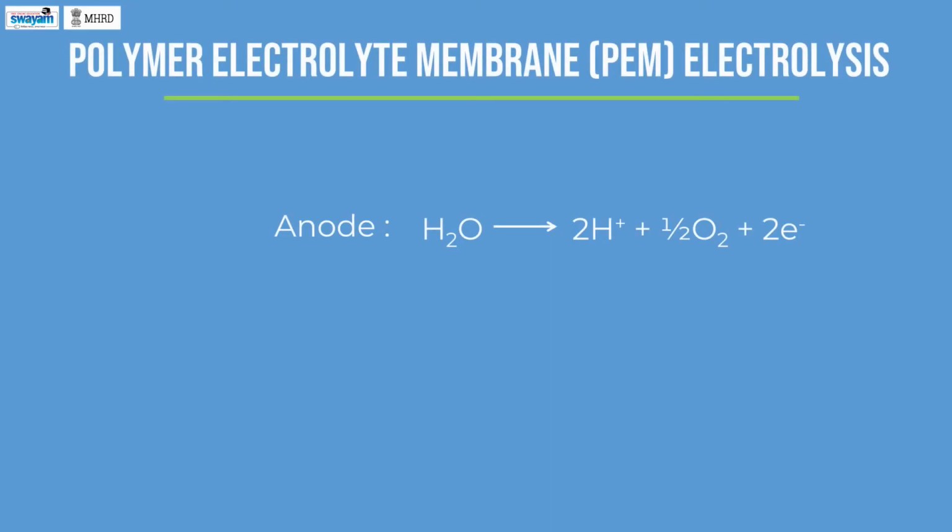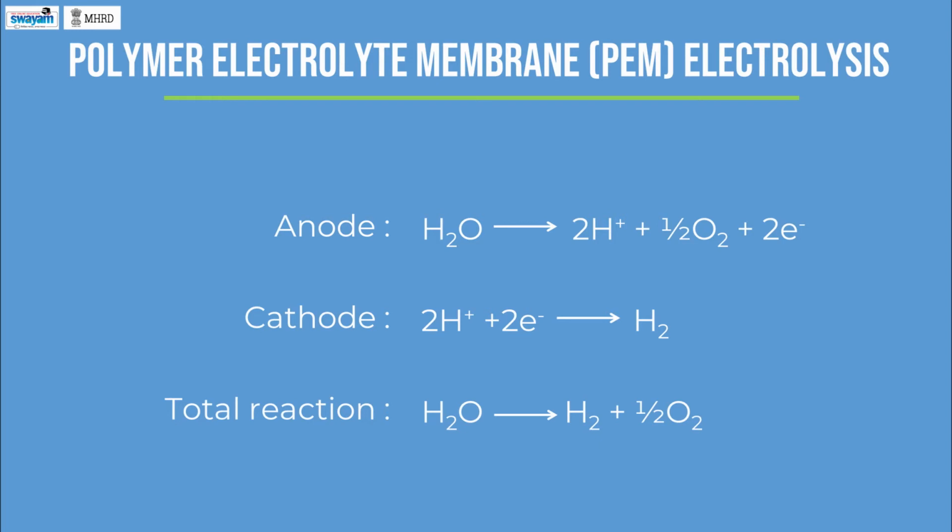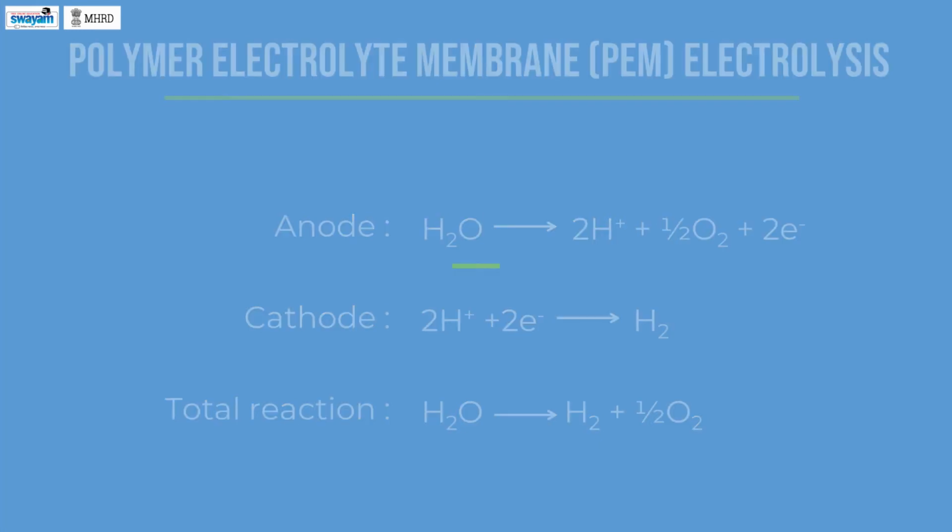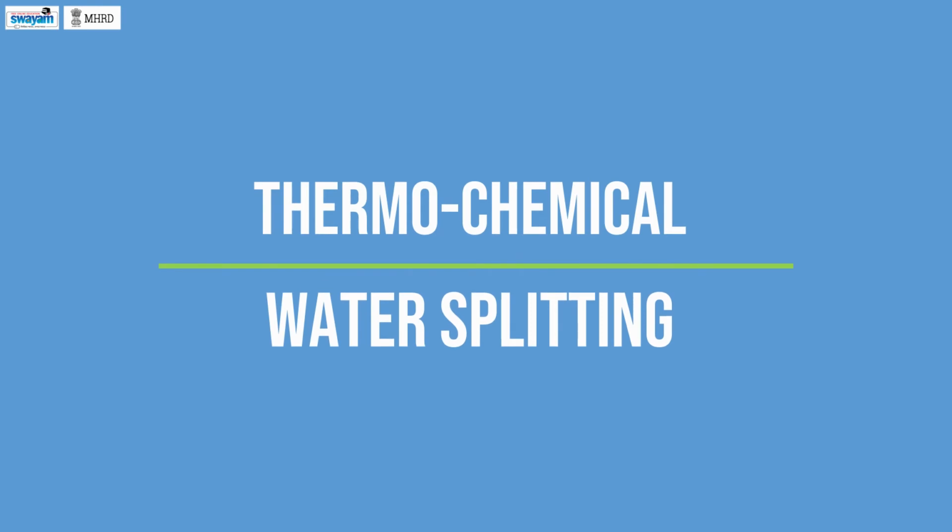Anode: water is converted into protons, oxygen and electrons. At the cathode, protons plus electrons convert to hydrogen gas. In total, the water molecule is split into hydrogen gas and oxygen. The thermochemical water splitting method.